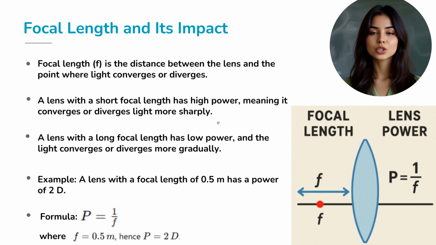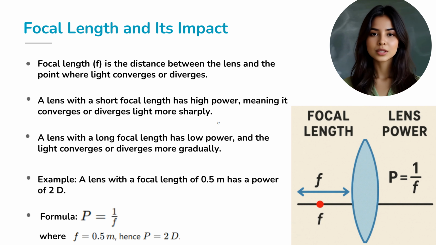Let's break it down. Focal length is the distance between the lens and the point where light converges or diverges. If the lens has a short focal length, it's powerful, meaning it bends light more sharply. On the other hand, if it has a long focal length, the lens has low power and the light bends more gradually. Think of it this way: a magnifying glass with a short focal length makes objects appear more sharply focused, while a camera lens with a longer focal length gives you a zoomed out effect. Light takes longer to focus.